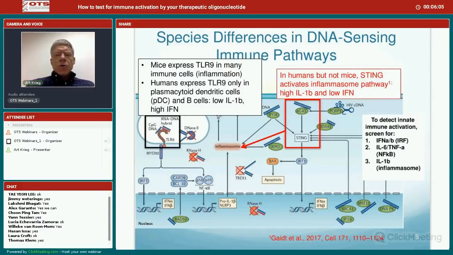TLR9 detects the so-called CpG DNA, unmethylated CpG dinucleotides that are present in bacterial and viral DNA, but are not present or are methylated in vertebrate DNA. I shouldn't say they're not present, they're suppressed. Now again, there's an important species-specific difference here.